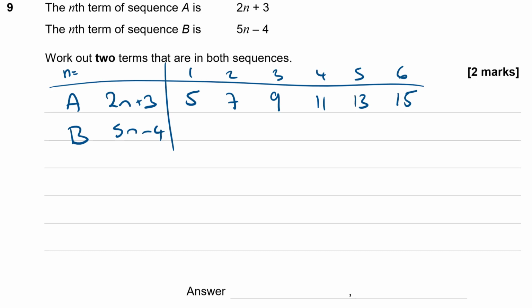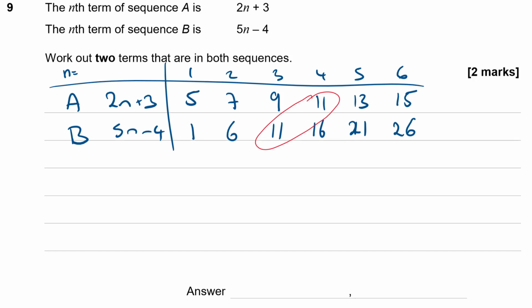And for 5n take away 4, when n is 1, I'm going to get 5 times 1, 5 take away 4 is 1. When n is 2, 5 times 2 is 10, take away 4 is 6. And then it's going to go up in 5s, isn't it? So that's going to give me 11, 16, 21, and 26. But I've gone further than I need to because I've already spotted that I've got an 11 in both lists already. So work out two terms that are in both sequences.